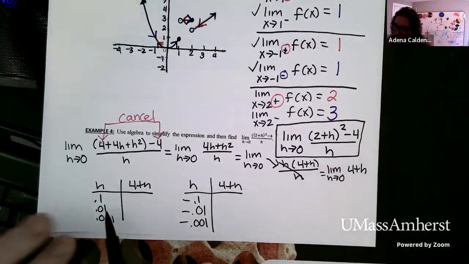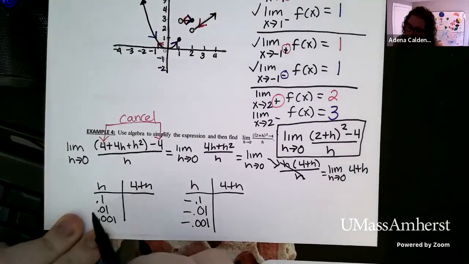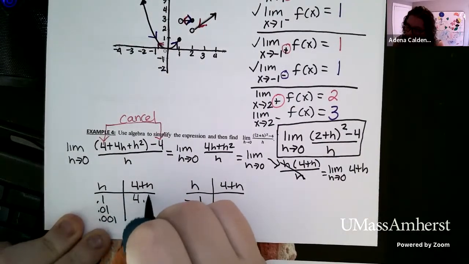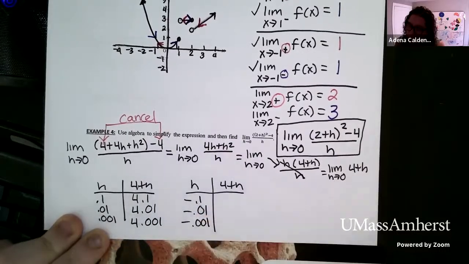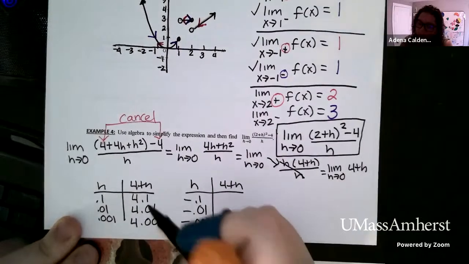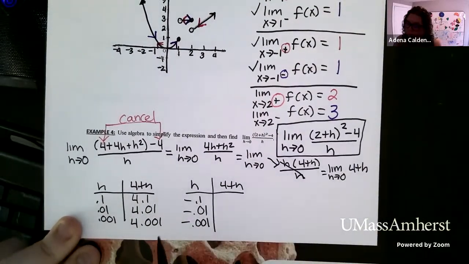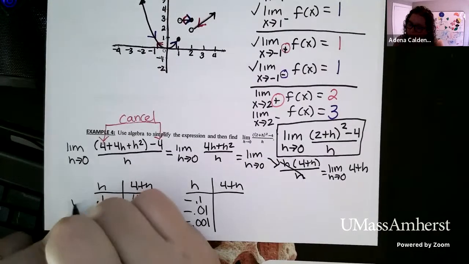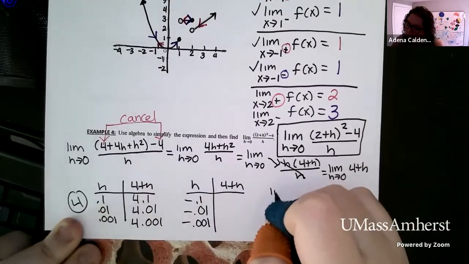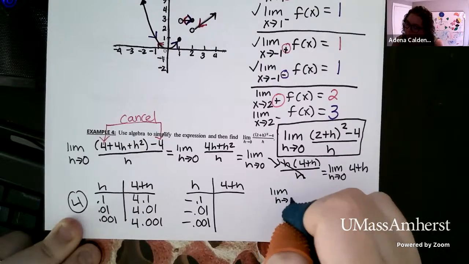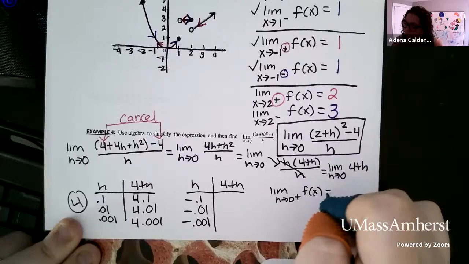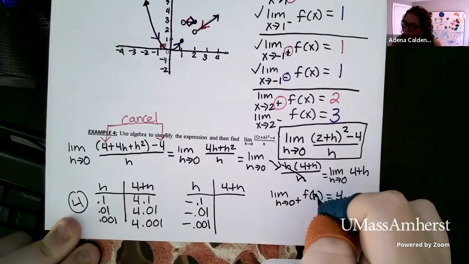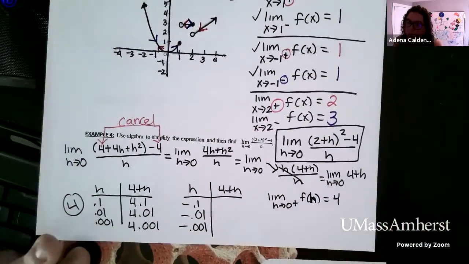So when we plug in stuff from the right, we have 4 plus 0.1, so we have 4.1, then we have 4.01, 4.001. And what we see is that these values, the decimals are getting smaller and smaller. So this is getting closer to 4. Okay, so we have the limit as h approaches 0 from the right of our function equals 4. This is f of h, right?